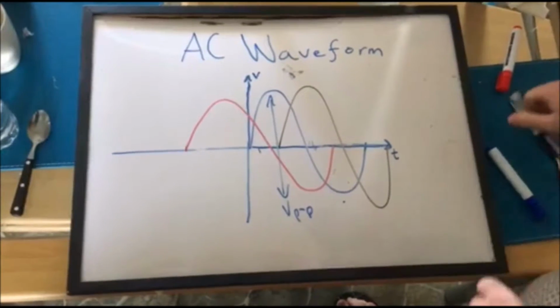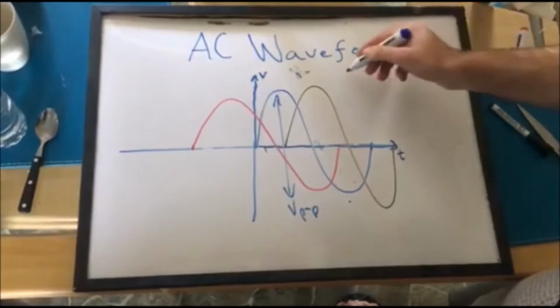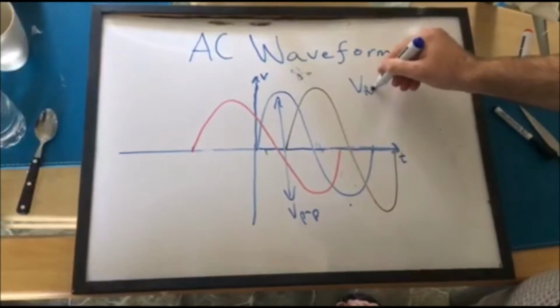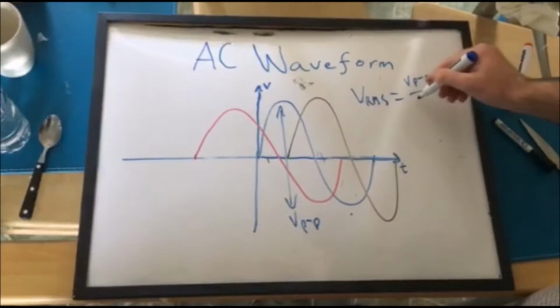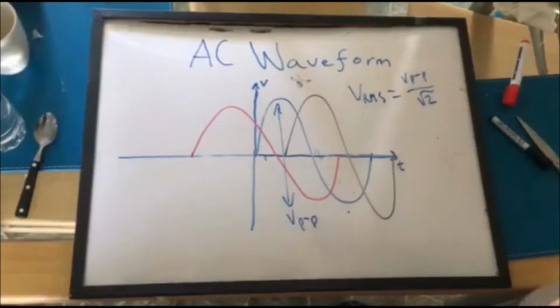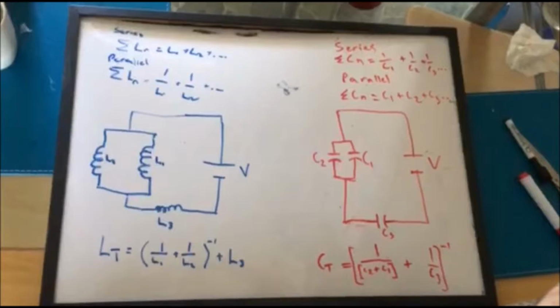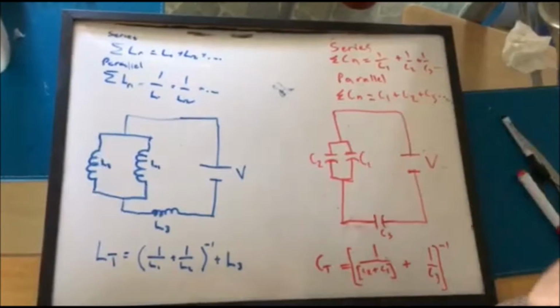And in an inductor, it leads by 90 degrees and looks something like this. To calculate the RMS value for the wave, we use the equation V RMS equals voltage peak to peak divided by √2.